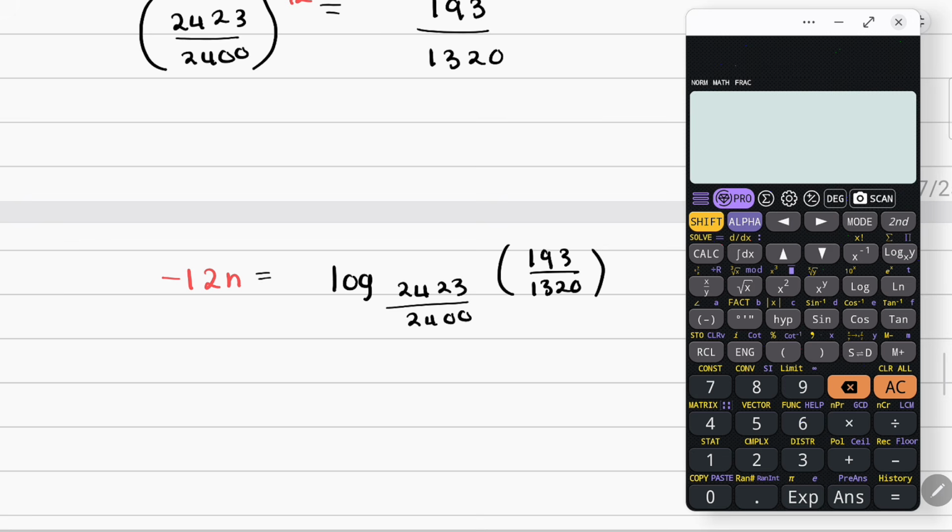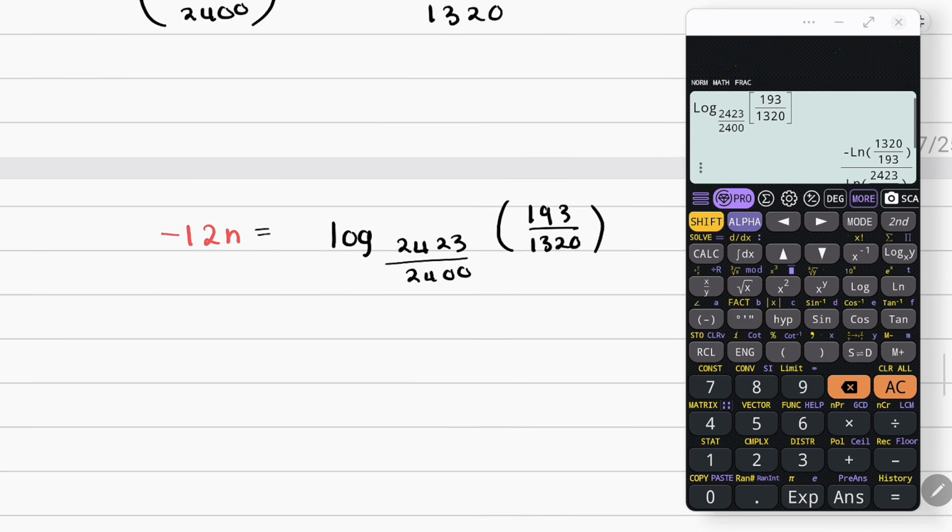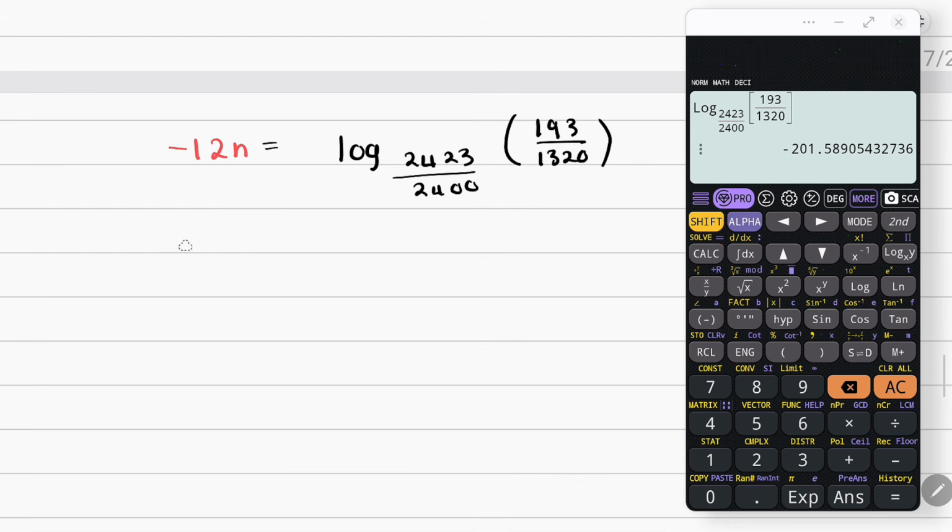Okay, let's find this on our calculator. So on the calculator, we're going to go log and then 2423 over 2400. And then we have 193 over 1320. Okay, so as a decimal, this is what we get. Okay, it's normal that it's negative because this is negative right now. Okay, so it's equal to negative 201.5890. I'm not rounding off yet.